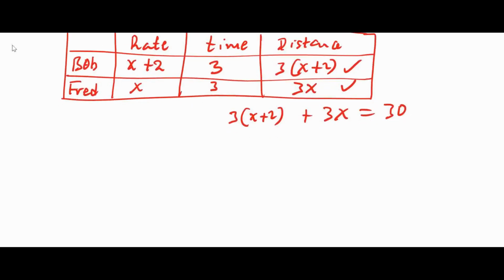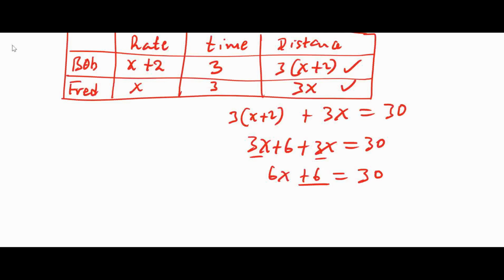So let's clear the parentheses. So this will become 3x plus 6 plus 3x is equal to 30. And combine like terms: 3x plus 3x is 6x, plus 6 equals 30. Subtract 6 from both sides. So this will just cancel.